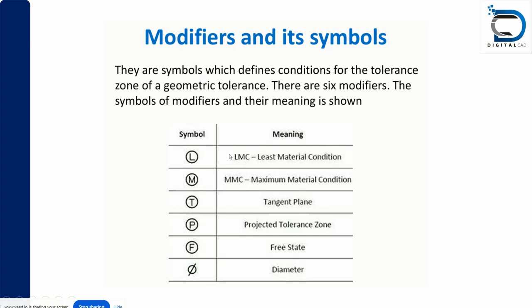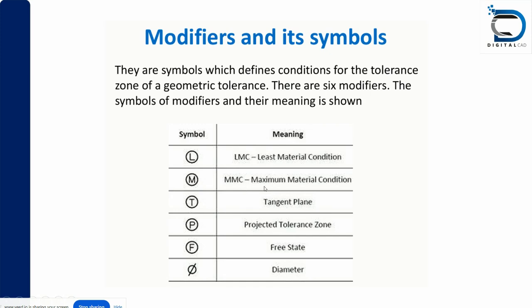Okay, it's symbols. So what is LMC? This is again a little advanced. Okay, you can research also what is LMC, least material condition, what is M. So these are the symbols. Okay, on the drawing we are representing L, M, T, P, F. Okay, so this is free state, projected tolerance, tangent plane, diameter symbol. These symbols also you should know.